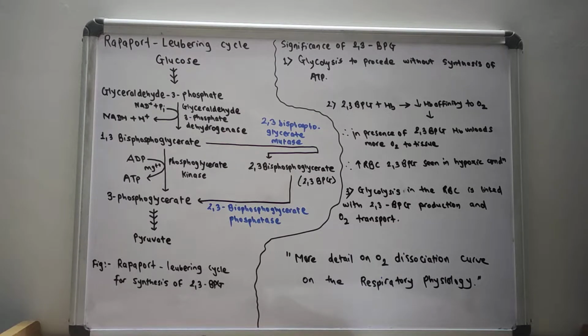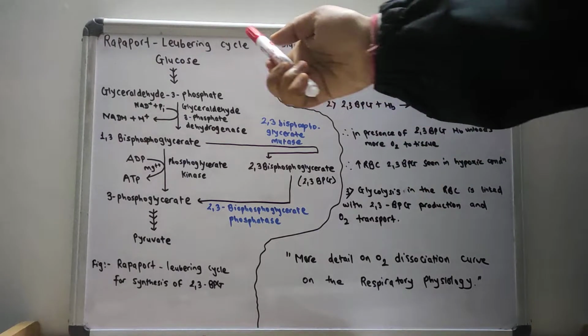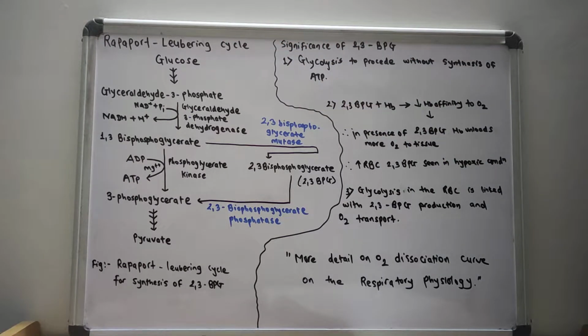Hello everyone. Today we are going to talk about the Rapaport-Leubering cycle. So the Rapaport-Leubering cycle is the supplementary pathway to the glycolysis, which is operative in the erythrocytes. So in the erythrocyte, basically this cycle operates.